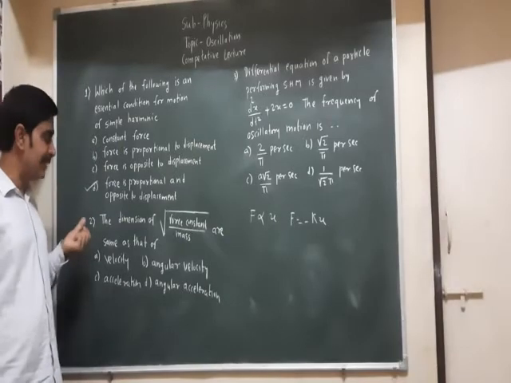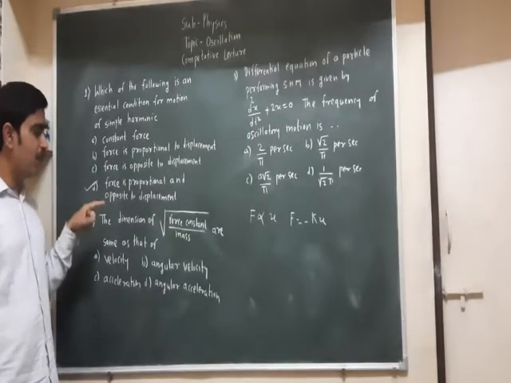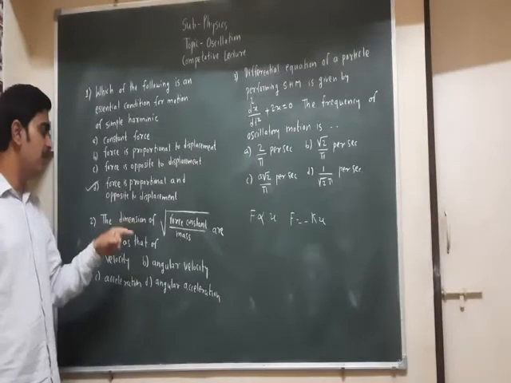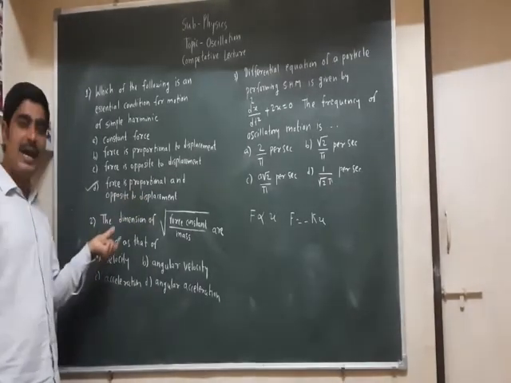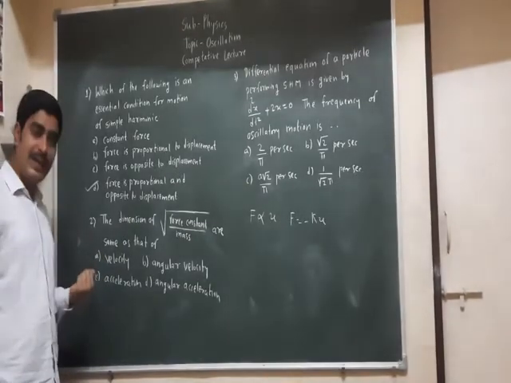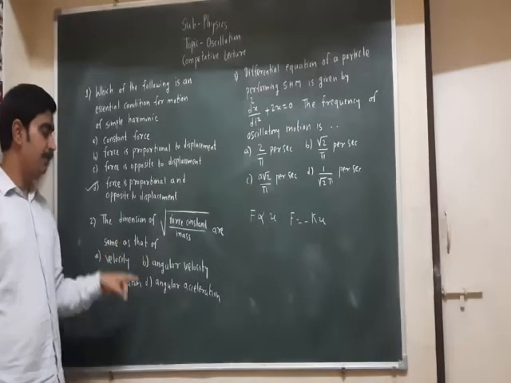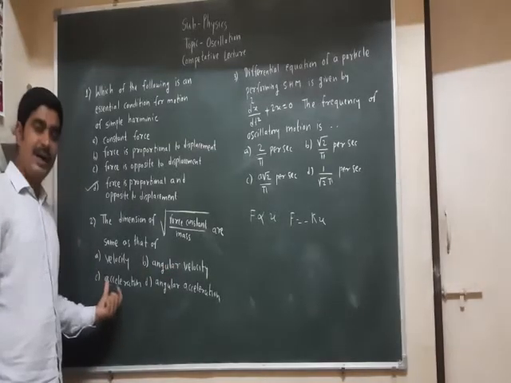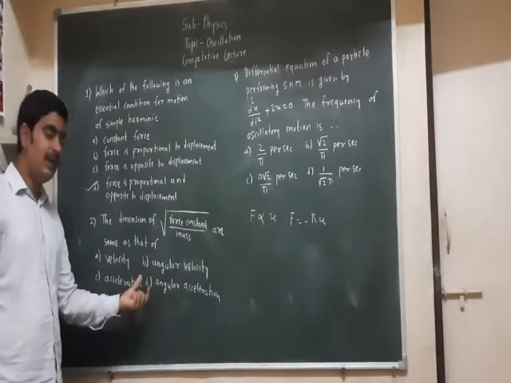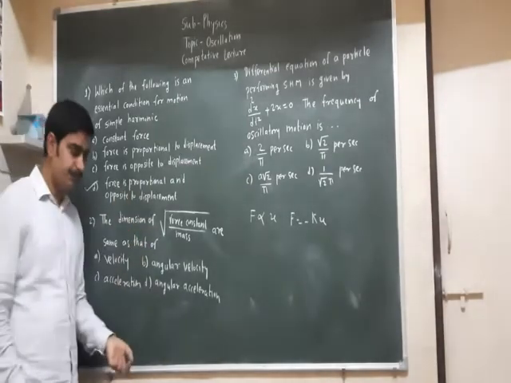Now move to the second question. The dimension of the square root of force constant upon mass is the same as that of option A, velocity, option B, angular velocity, option C, acceleration, option D, angular acceleration.